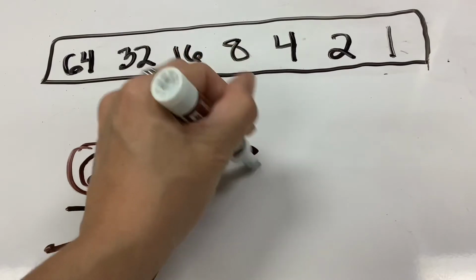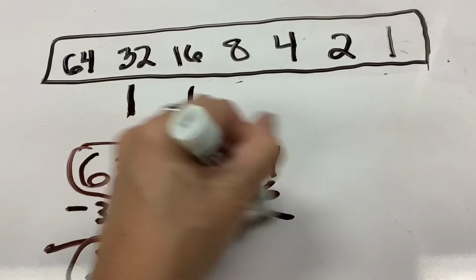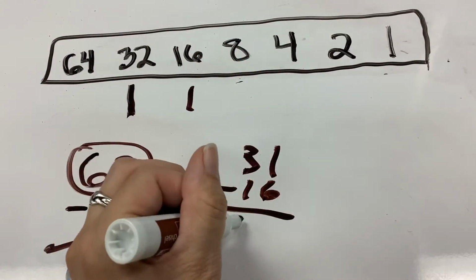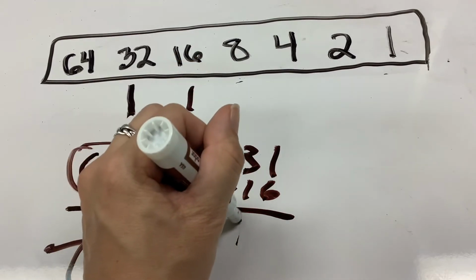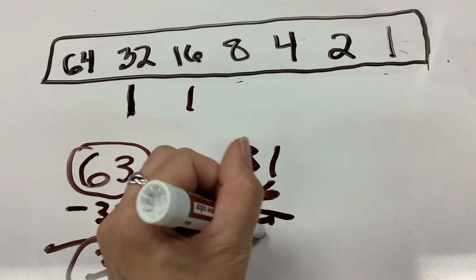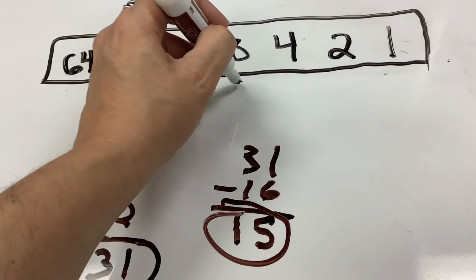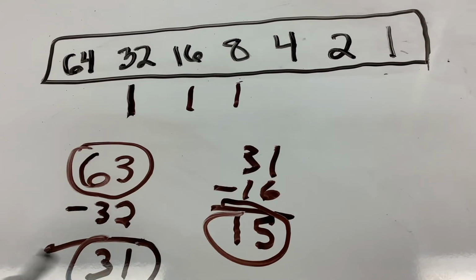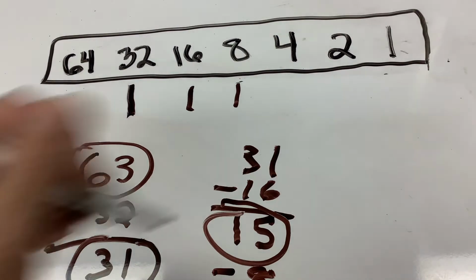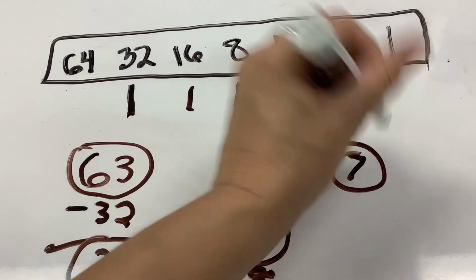So now I'm going to take 31 and subtract my 16. All right. The marker's not drawing here as well as I would like. All right, so now we have 15. That's my new magic number. The next largest number that fits into 15 is going to be the 8. So I am going to use the 8. I'll put a 1 there. We're going to subtract that 8 now. Subtract 8 from 15. I'm going to have a new magic number of 7.